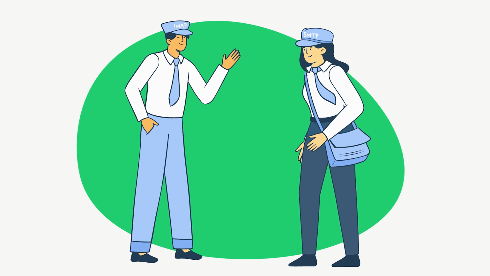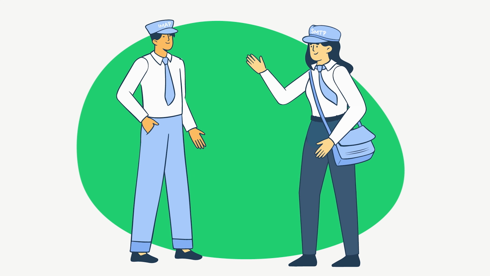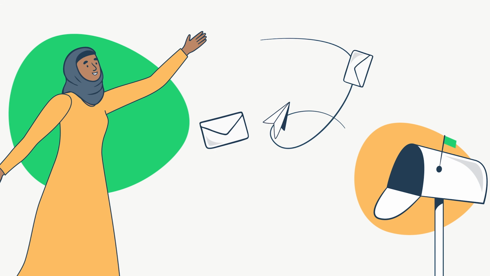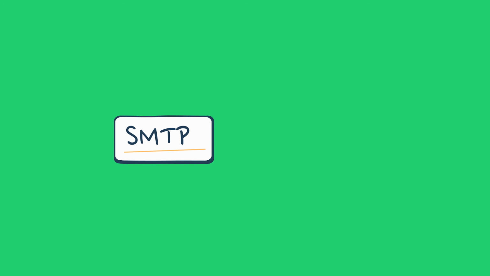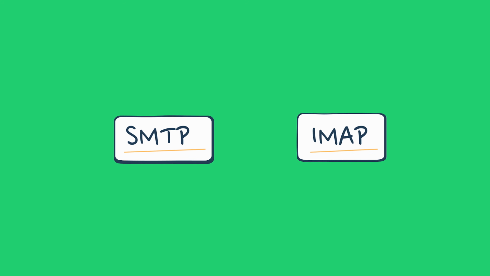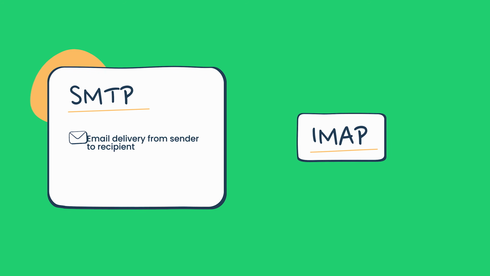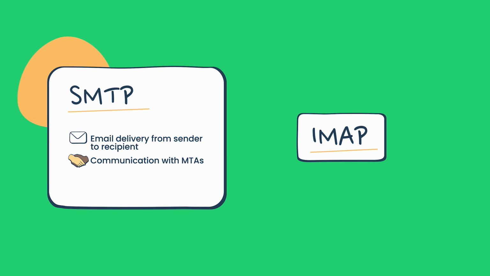So, what's the difference between IMAP and SMTP? The difference is in the part they play in the email communication process. You see, SMTP is used for sending emails, and IMAP for receiving them. SMTP is responsible for getting emails to recipient servers with the help of mail transfer agents and the domain name system so they can be accessed and manipulated using IMAP.